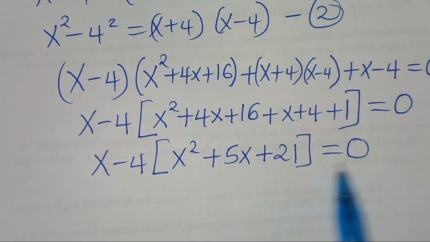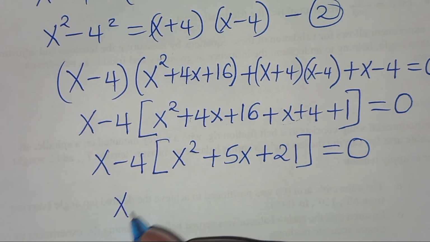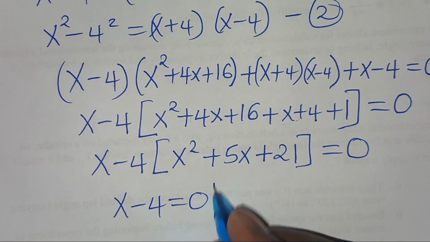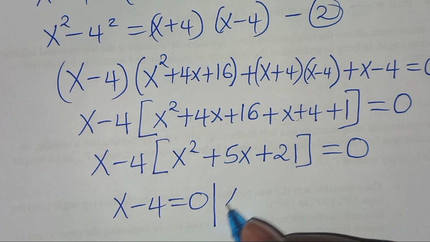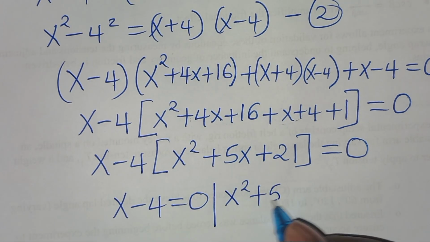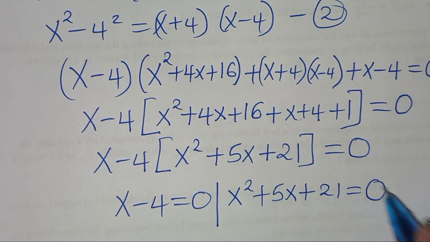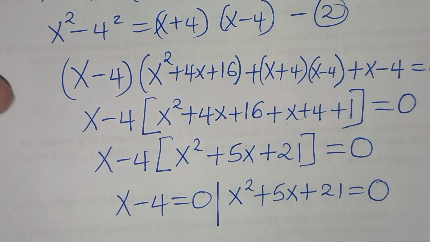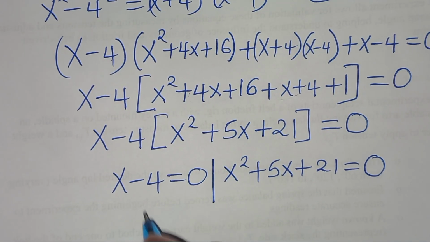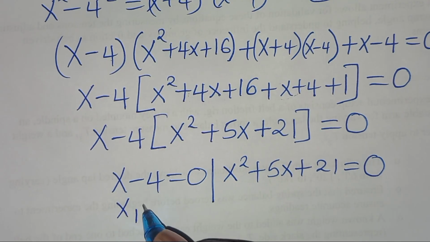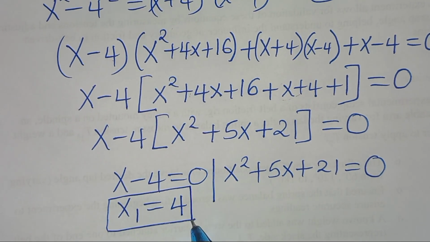So here we have two particular parts. The first part is x minus 4, this is equal to 0. The second part is x squared plus 5x plus 21, this is equal to 0. So the next step here, we have that x1 is equal to 4.